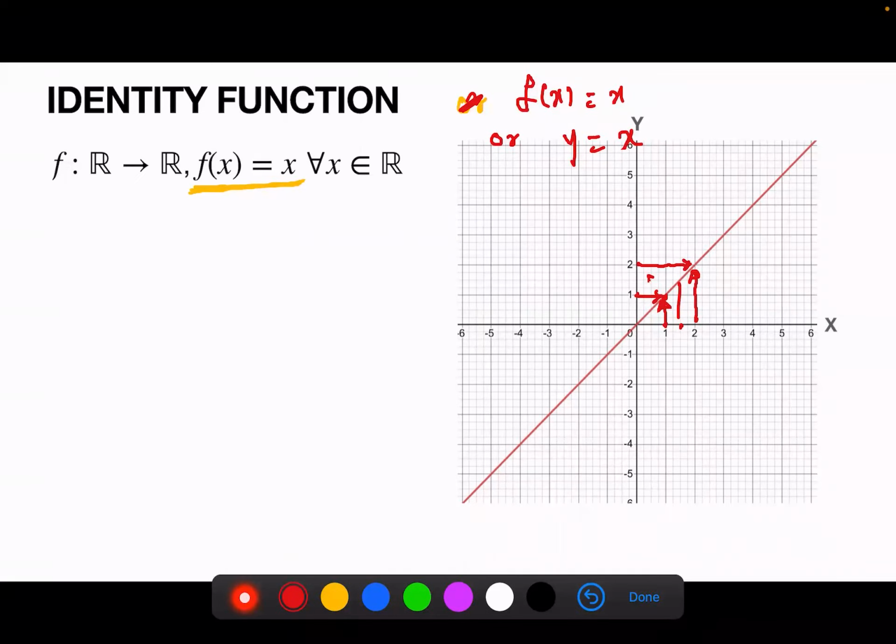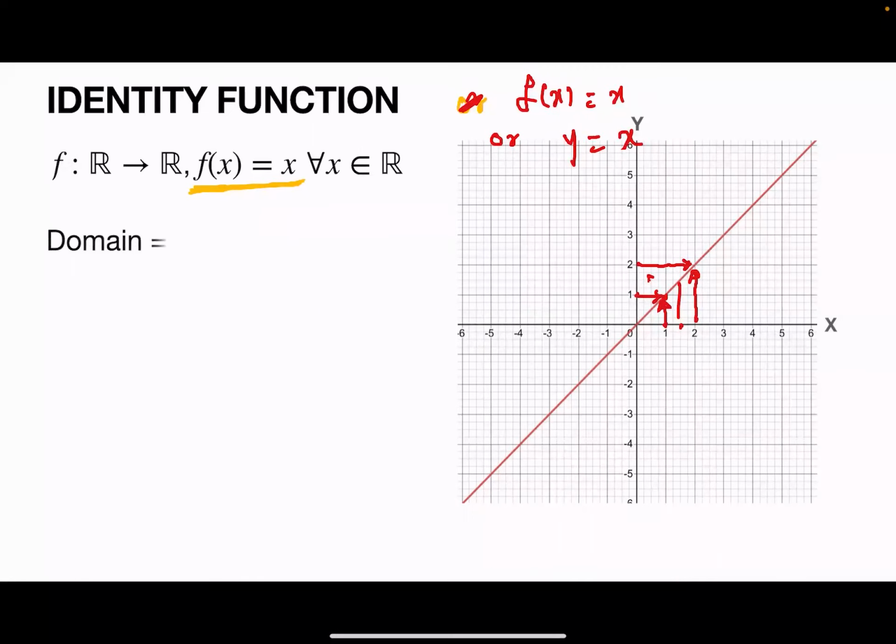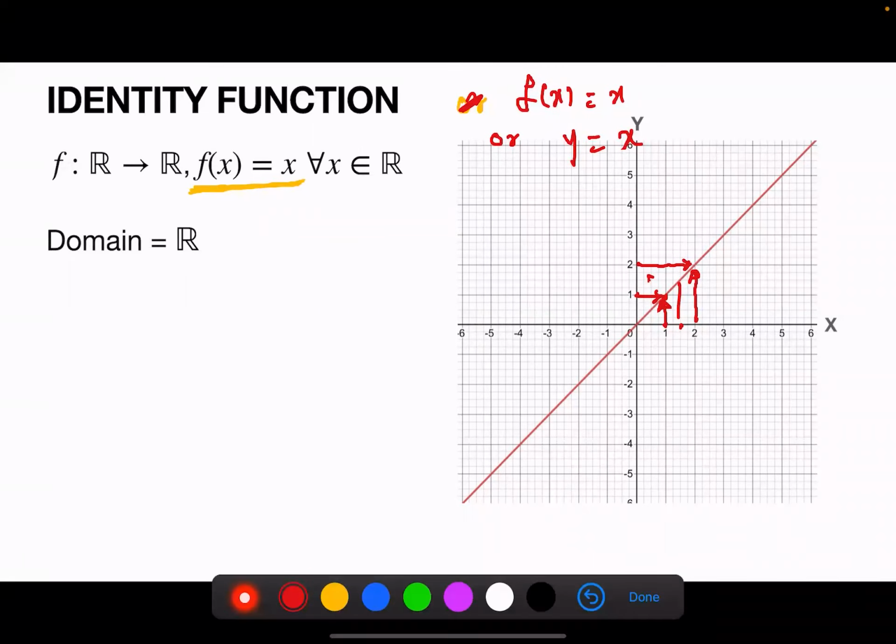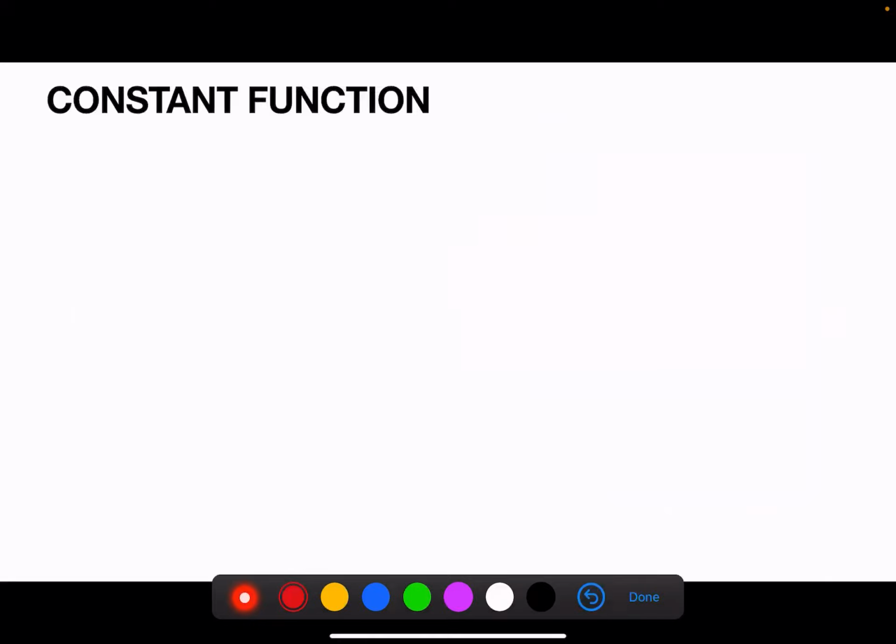If you think about domain and range, the domain is the set of real numbers, and the range is also the set of real numbers. Okay, I hope this is easy to follow. We'll move to another function. This is a constant function. This is also super easy. The constant function indicates that whatever the input may be, you're going to get the same output.